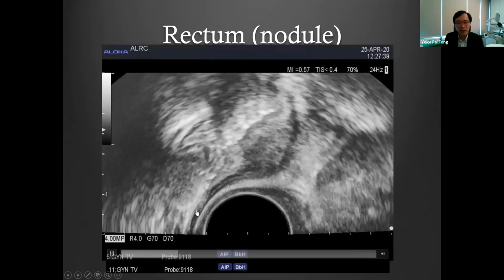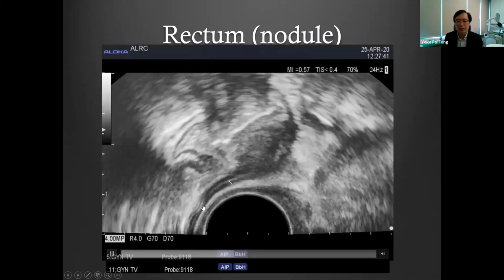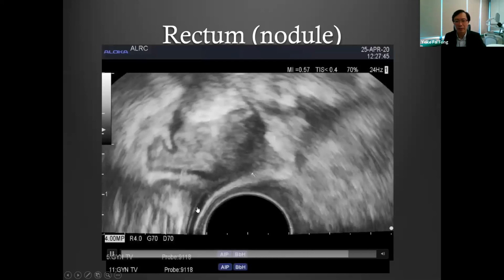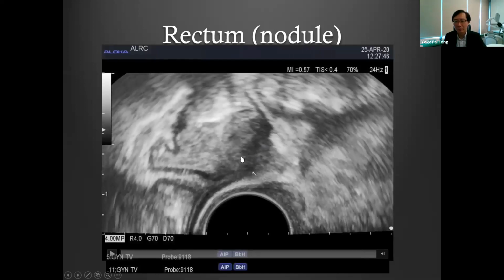Right, this is free. Lower rectum is usually always free, right? Because you have seldom a disease going right down to such a low level, right? Yeah, but this is mid rectum. So mid rectum here, you can see there's a nodule over here, right? Probably invading into the muscle layer already.